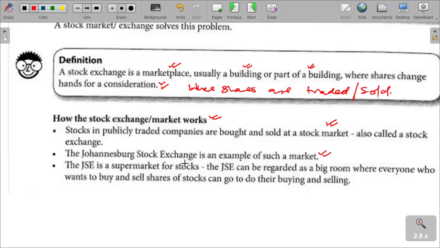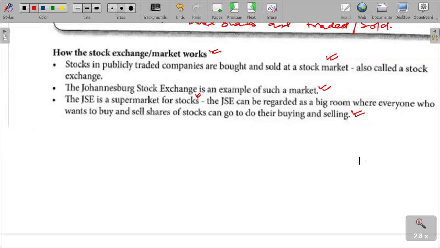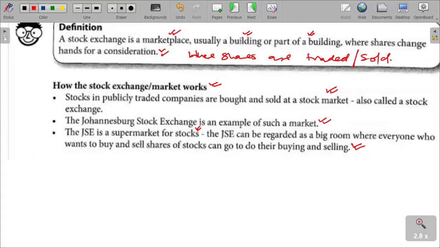JSE is a supermarket for stock. In other words, it is a marketplace where stock is sold. It can be regarded as a big room where everyone who wants to buy and sell shares of stocks can go to do their buying and selling. So what you need to understand is that the trading of shares is done through the JSE, a marketplace for stock, a place where shares are sold and traded. That is what we mean by the stock market, and it is for public companies. That's one thing that you should understand. It is for public companies. Please note that.